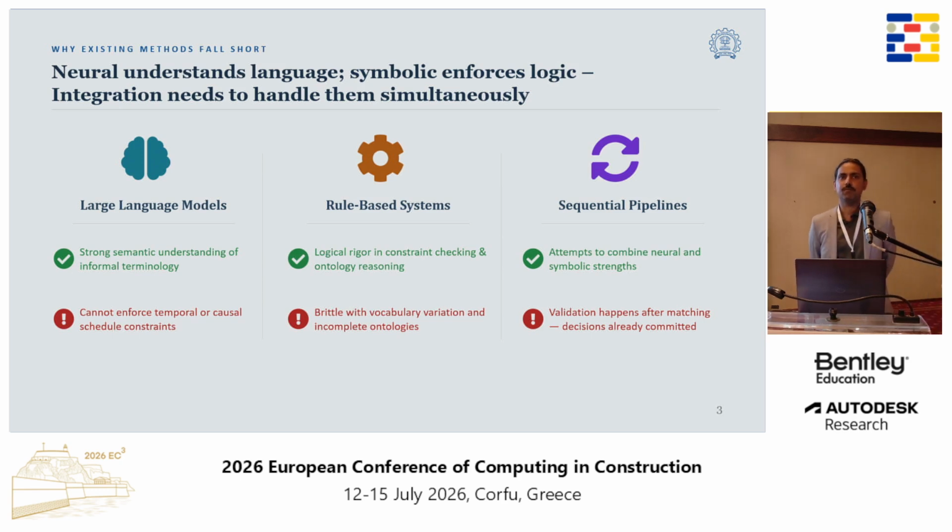Why don't existing methods solve this problem? LLMs already are able to understand what we are talking about, but rule-based systems are good at constraint-based evaluations. If you connect them sequentially, LLM and then a rule-based system, it might work, but the problem is once the validation happens in the rule-based system, it doesn't feed back to the neural system, which is the large language model here.